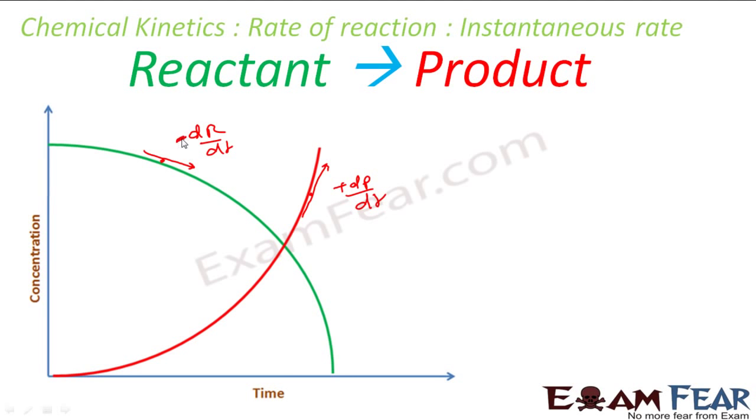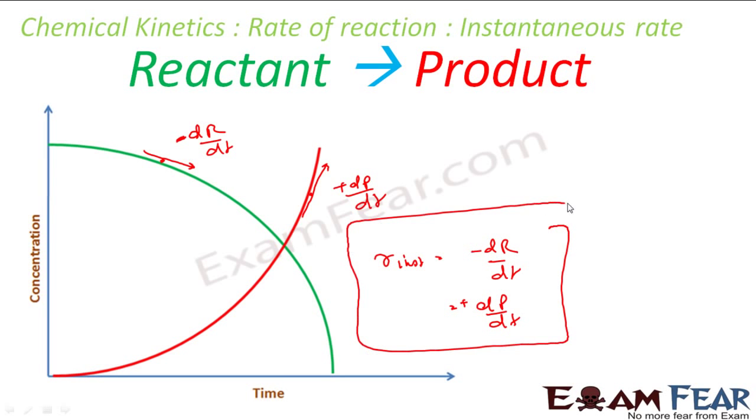Why plus and minus? The same rule which we have just explained. This is my dR by dt, this line, but the moment you put a minus, the sign changes. Right? It becomes something in this direction. So you see, both are in the same direction at any given point of time. So the instantaneous rate is nothing but either minus dR by dt or plus dP by dt. Both are my instantaneous rate of the reaction.